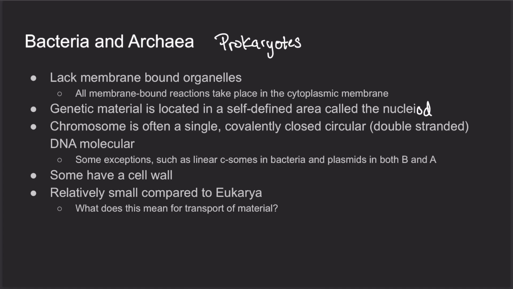Okay, and now this genetic material, what we call the chromosomes, is often just a single covalently closed circular. Remember what covalent bonds are. It's circular, but it's also a double-stranded DNA molecule. So oftentimes single, circular. That's basically the basics. There are some exceptions, such as bacteria can have some linear chromosomes.